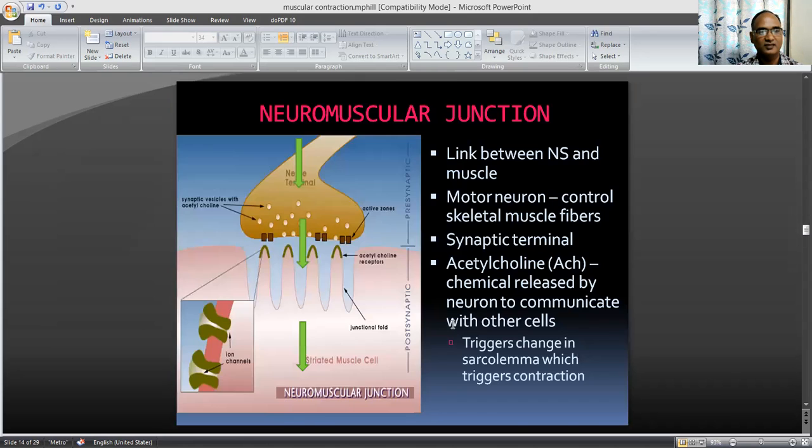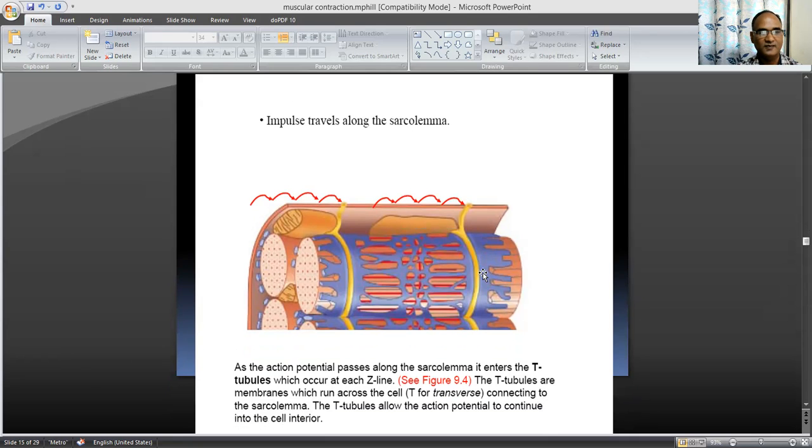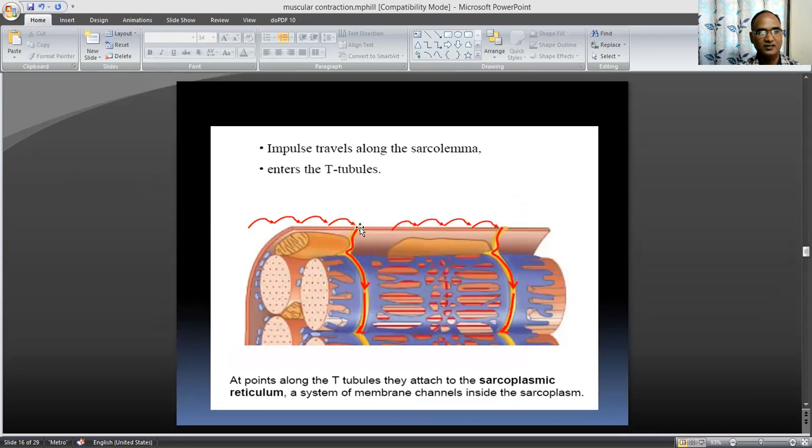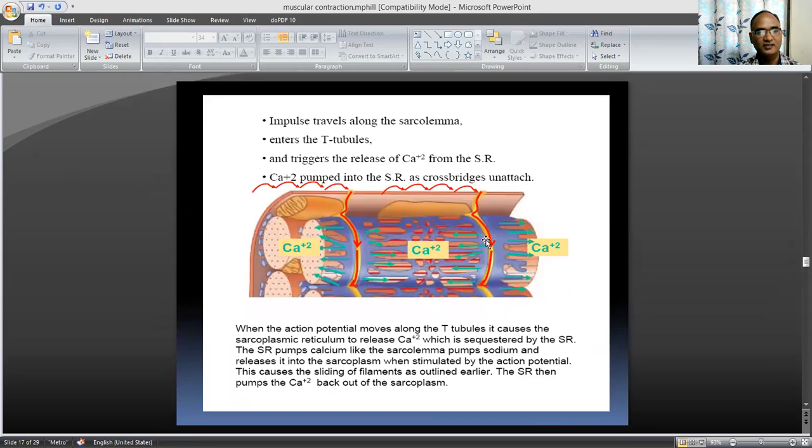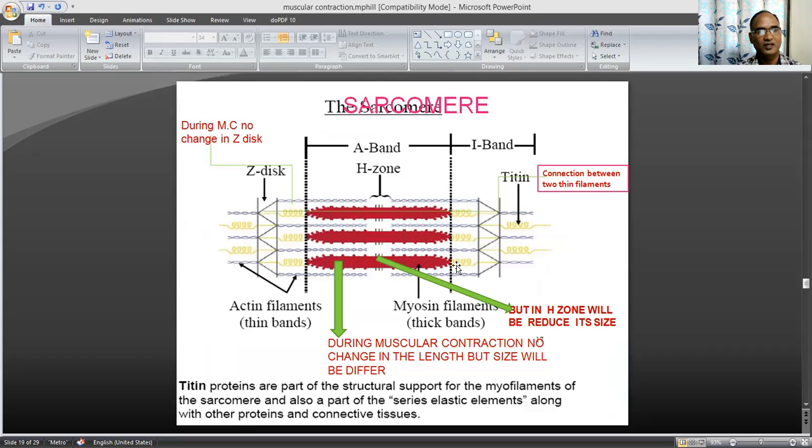After receiving the information, the impulse travels along the sarcolemma. The second stage: the sarcolemma is connected with the T tubules. The yellow color shows the T tubules. The T tubules receive the neural impulses, and the impulses are passed to the sarcoplasmic reticulum, which is responsible for releasing the calcium present in its network. After calcium is released, your muscle contracts.